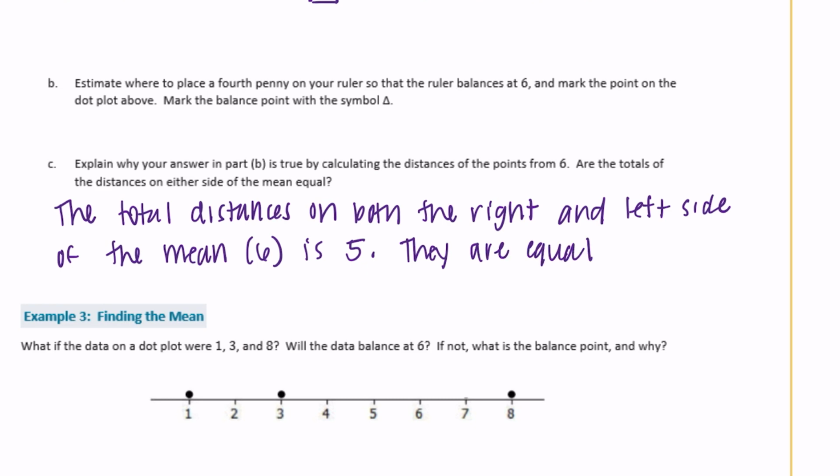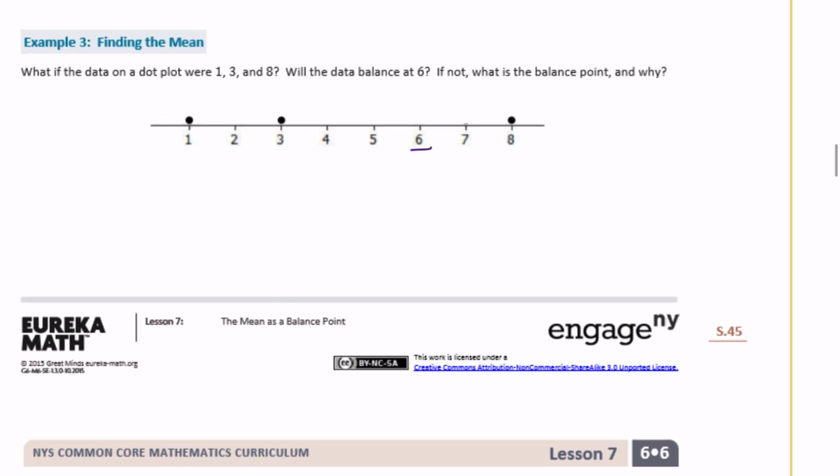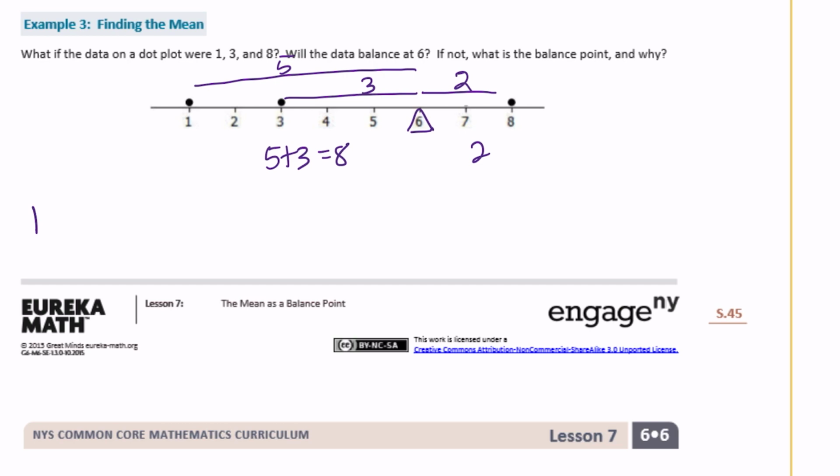All right, example three, finding the mean. What if the data on a dot plot were 1, 3, and 8? Will the data balance at 6? If not, what is the balance point and why? So we want to know if it's 1, 3, and 8, is it going to balance at 6? Well, I'm going to say probably not, because here the distance is only 2, and then the distance from 3 to 6 is not 5, it is 3. And the distance from 1 to 6 is 5. So this distance here is 8, and this is only 2. So the mean is definitely not 6. So no, the data is not balanced on either side.